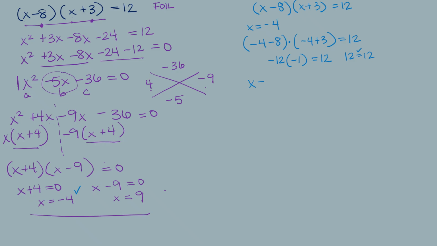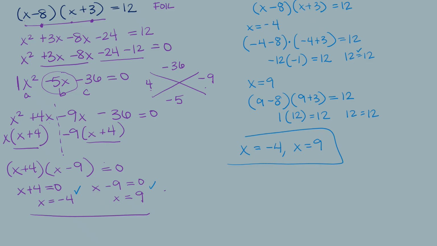Then if we're going to test x equals 9, 9 minus 8 in that first parentheses, and then 9 plus 3. And we're going to see if when you multiply those together, you get 12. 9 minus 8 is 1. 9 plus 3 is 12. 1 times 12 equals 12. So this also checks out, and x equals 9 is another possible solution. So your answer is x equals negative 4, comma, x equals 9. Alrighty, and then we're almost done.